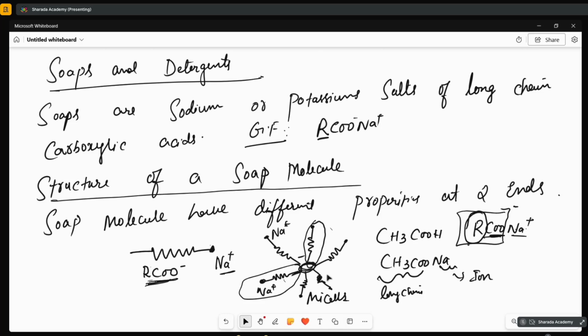See, if the micelles only stuck to the clothes, what happens? Removing that would still be difficult, right? So that should be rinsed out easily. So that's how it is rinsed.